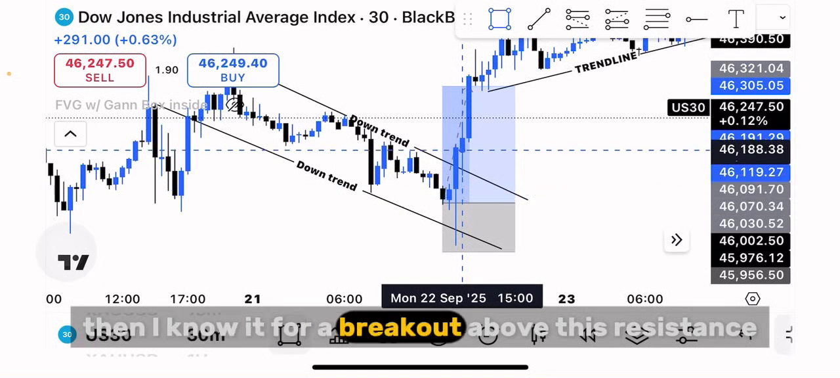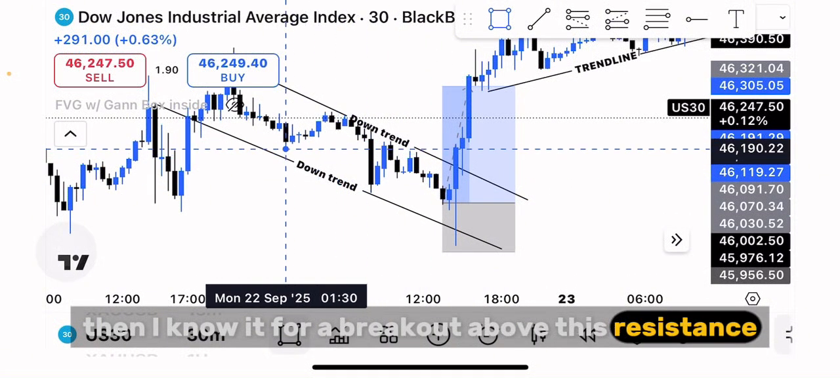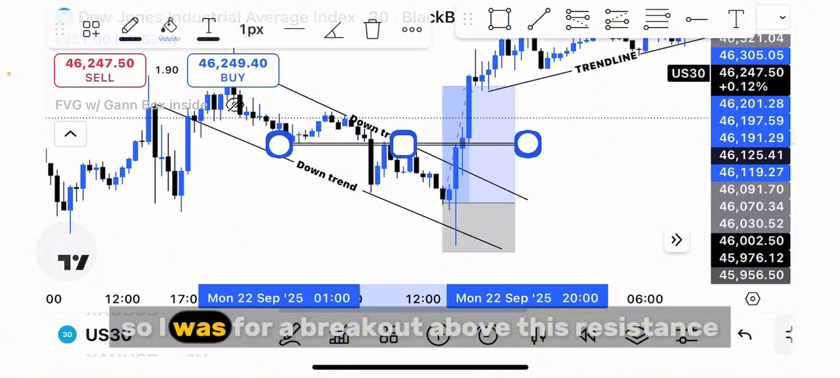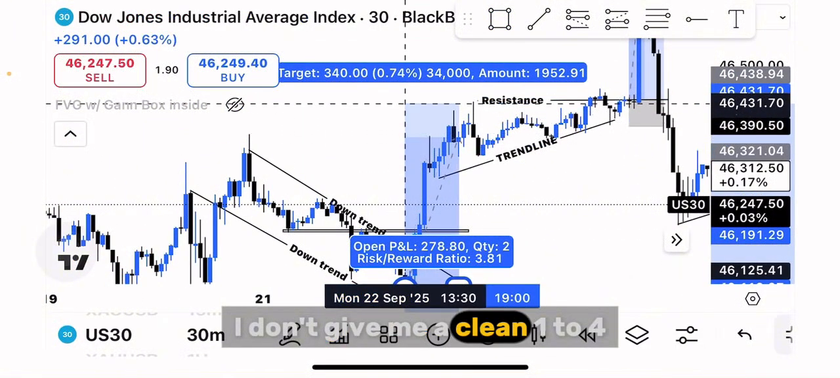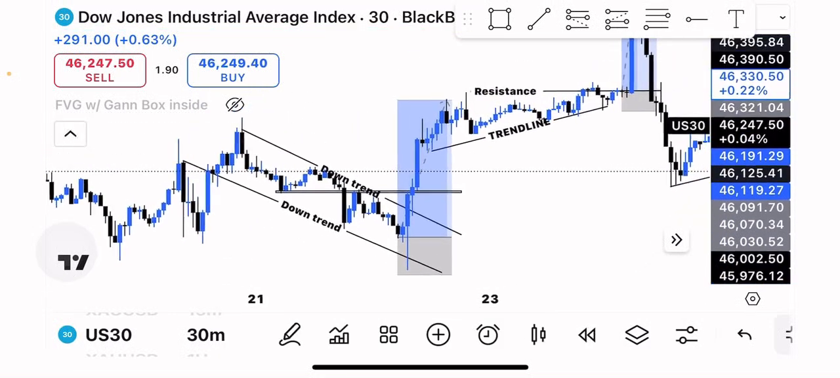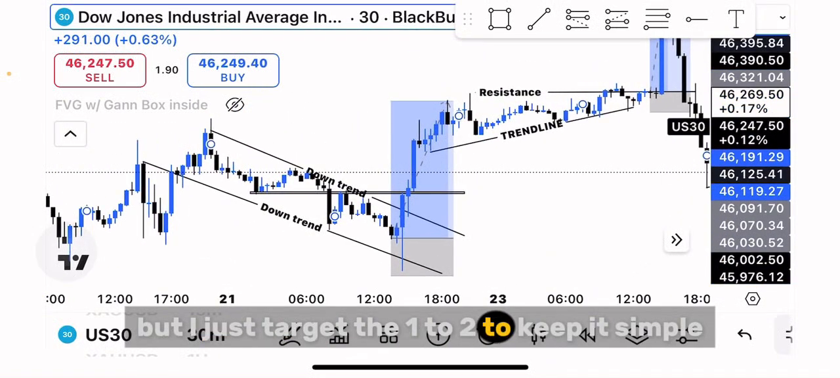Then I now wait for a breakout above this resistance. I wait for a breakout above resistance and I entered my trade. This would have given me a clean 1 to 4. I just target the 1 to 2 to keep it simple.